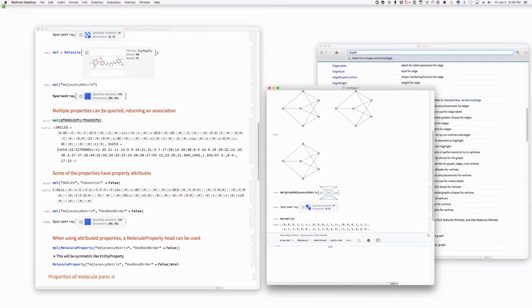That's why I was suggesting to Jason we should have a MoleculeProperty, where we can have an outer head that would allow us to specify all kinds of details without disaggregating it into multiple arguments. But if you're doing just a single property, and it has attributes, do you need the EntityProperty head, or can it be just like this? It can be friendly, but it would still be nice as a syntactic construct.